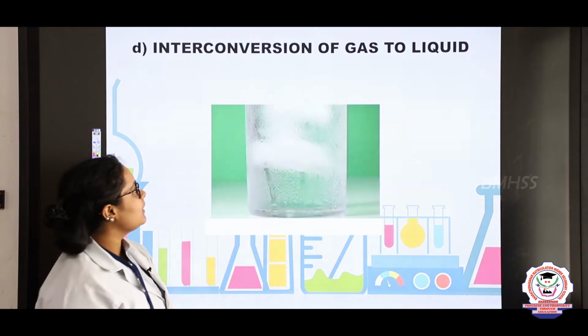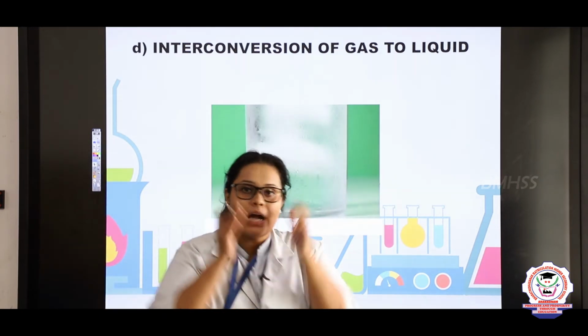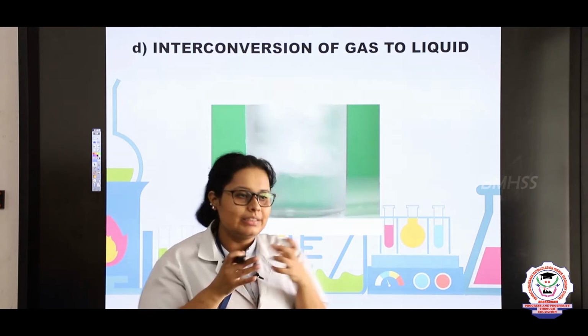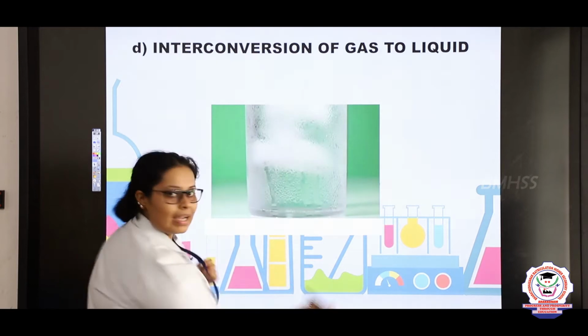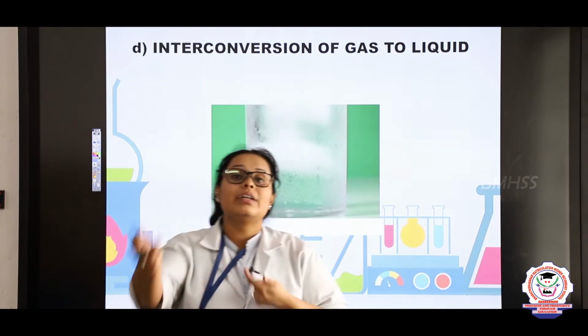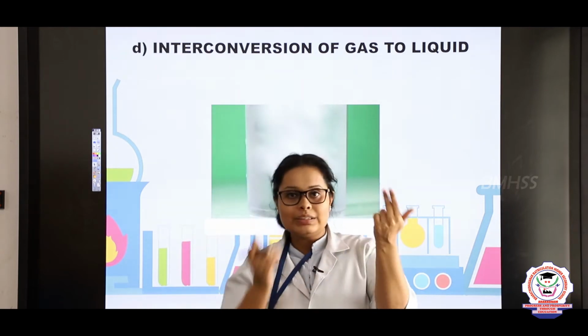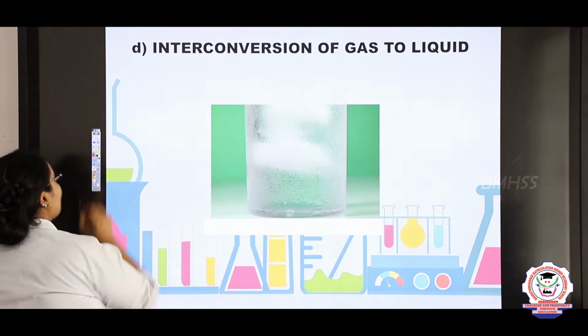So here you can see that there is already ice. Now if you keep that ice in a tumbler, outside there will be some type of gases. So here you can see that small droplets are coming, right. So here the cold gas is getting converted into liquid. So this is called a reverse process, right. So how can you call this reverse process?